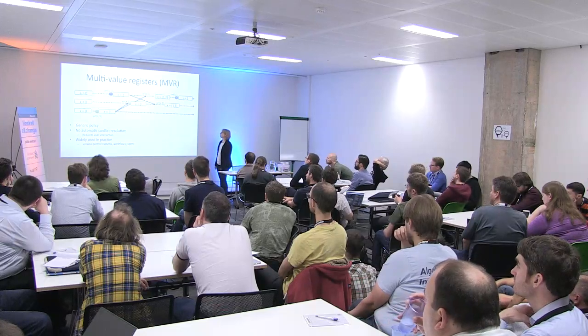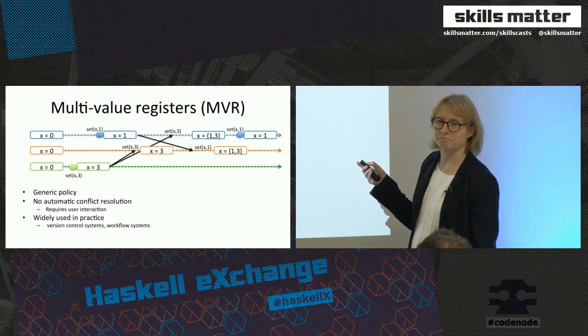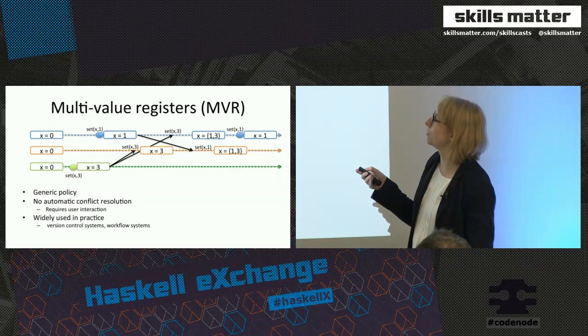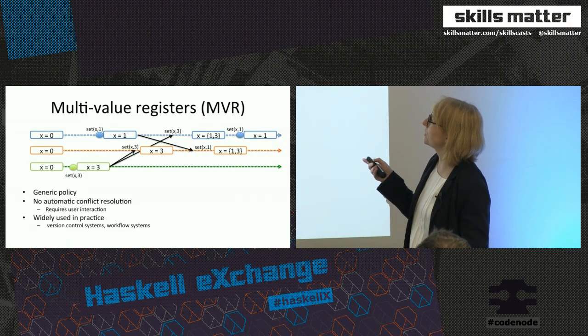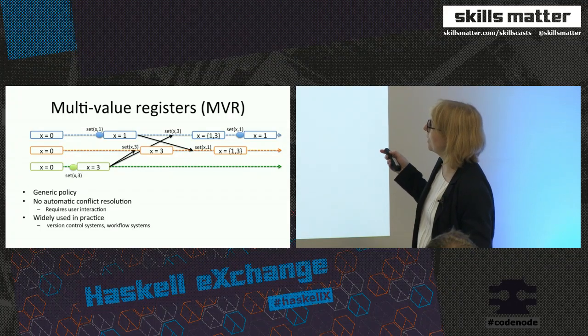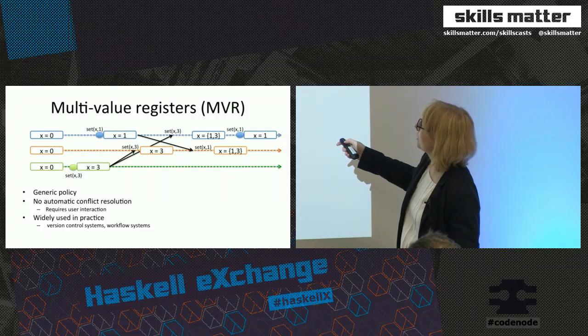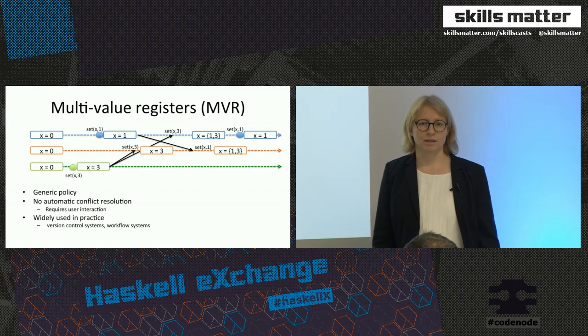Another generic policy is a so-called multi-value register policy. So what do we do there? If we have two different updates that happen concurrently, what I end up with is I keep both of these updates. Multiple values, that's where the name comes from, multi-value register. I just keep both of these updates. And then it also does not matter in which order the updates arrive. I have the set of 1 and 3 here in all cases. So both replicas here agree that it should be the set of 1 and 3. Now the problem is, which one is it now, 1 or 3?